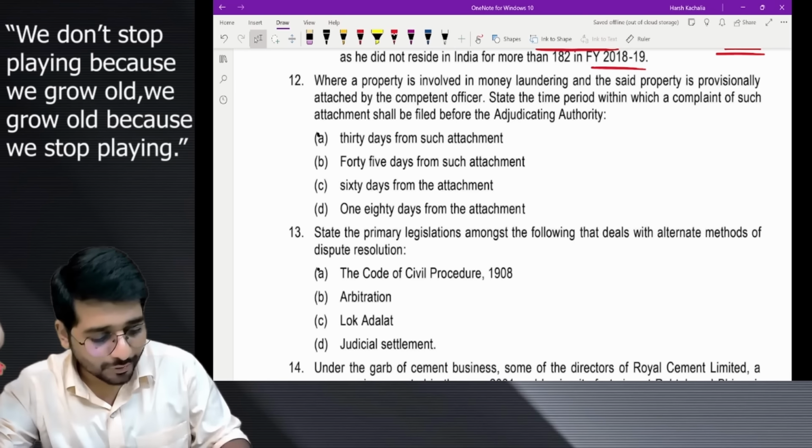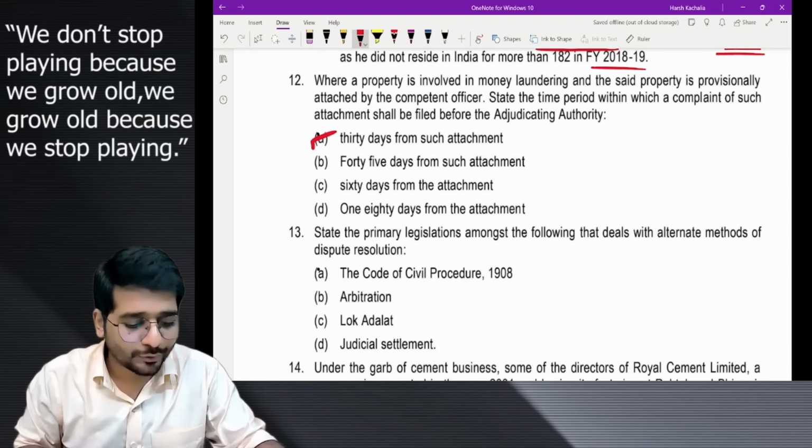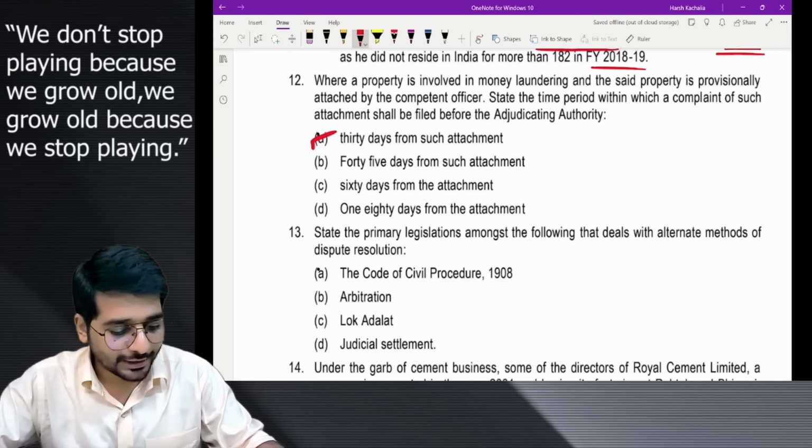Last answer in my book. You can check it out. 30 days. Standard answer. No need to verify anything over here. Right? 30 days is the time. You have to file the complaint within 30 days.